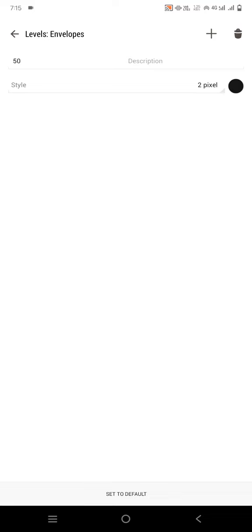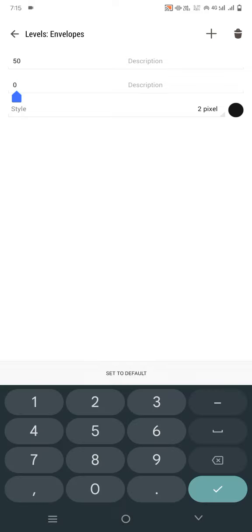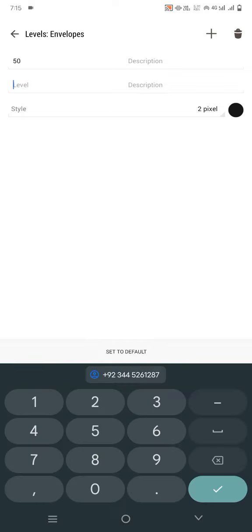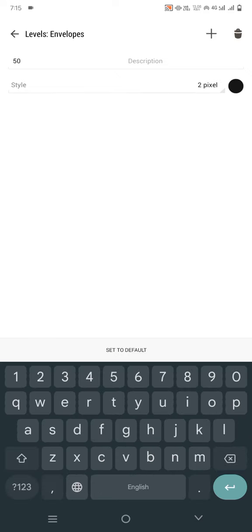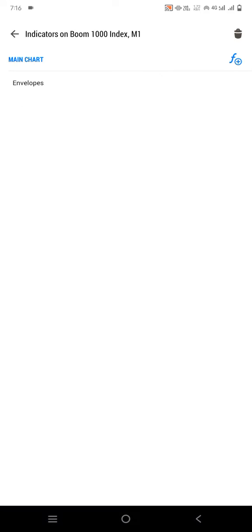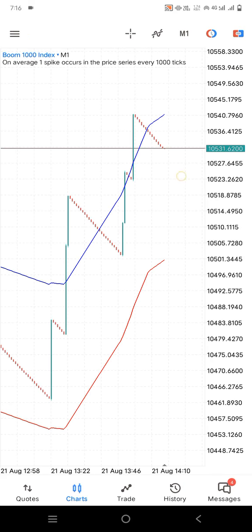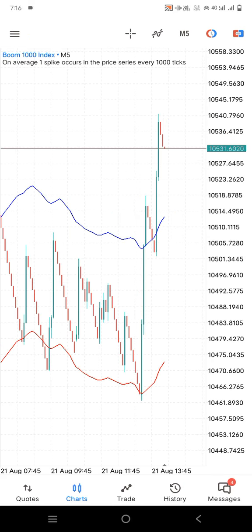Click on Levels, okay, and click this plus icon. A new window will pop up. Just simply enter the 50 level, 50. Okay, after entering the 50, I have one already, so I'm going to delete that one. Let's click on Done, and once done, go back to your chart and switch to the M5 time frame. So as you can see, the strategy is set up.